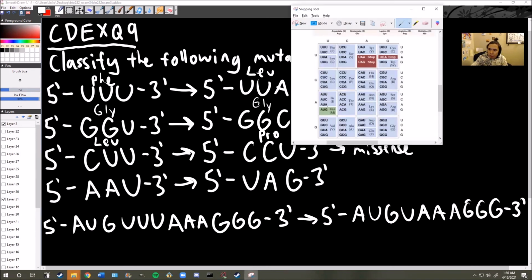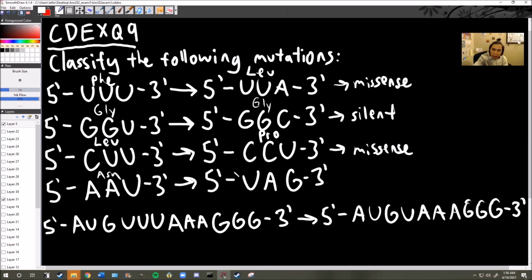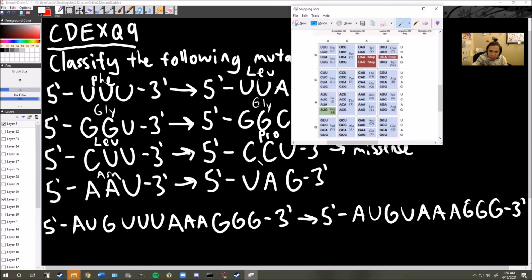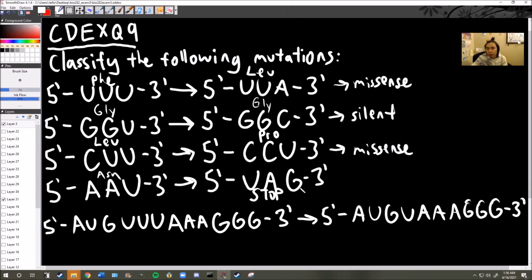AAU. Okay, that would be asparagine, ASN, and then UAG is a stop codon, which does not encode an amino acid. Because we went from something that coded for an amino acid to a stop codon, this is a nonsense mutation. Nonsense mutations tend to be a lot worse because they can greatly truncate your polypeptide because you introduce a stop codon early on, so it makes your peptide much shorter than the regular one.